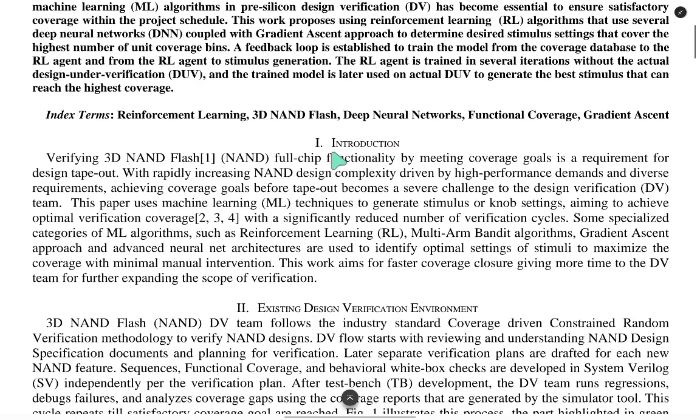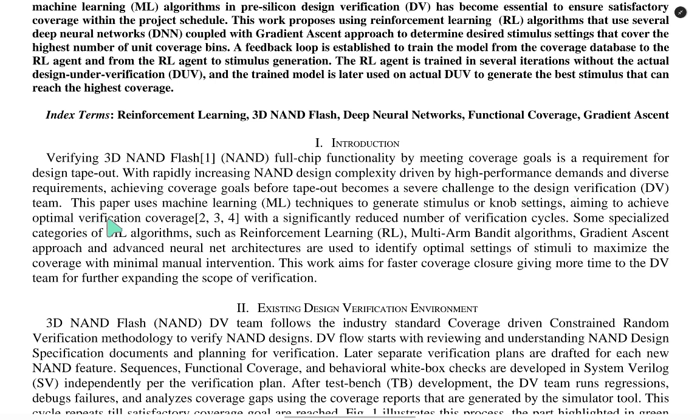Chapter 1 is Introduction. Verifying the 3D NAND flash full chip functionality by meeting coverage goals is required for design tape-out. With rapidly increasing NAND design complexity driven by high performance demands and diverse requirements, achieving the coverage goals before tape-out becomes a severe challenge to the design verification team.